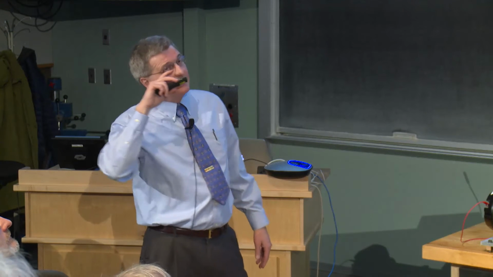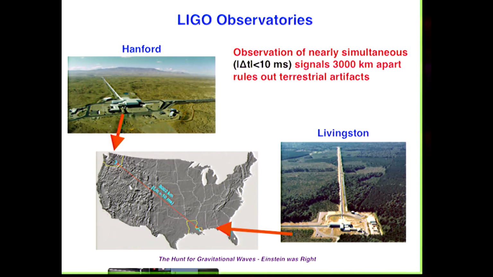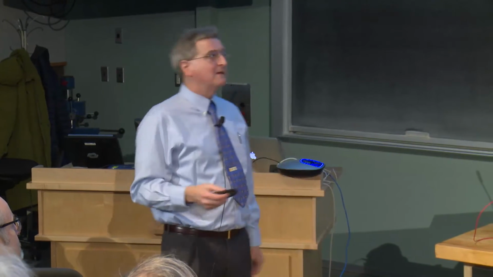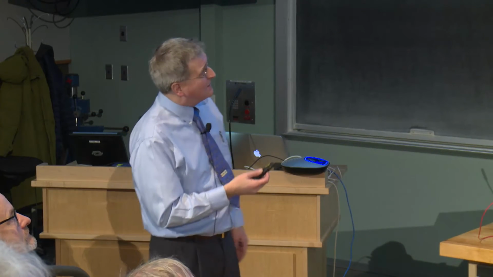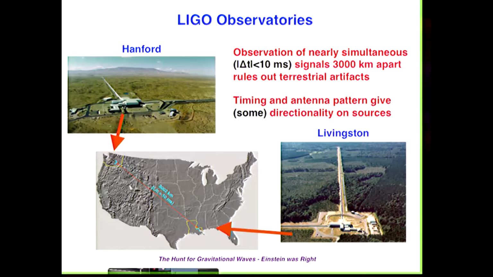So if we observe a disturbance in these two interferometers simultaneously within 10 milliseconds, that gives us a fair amount of confidence that what we're seeing is astrophysical, not some terrestrial phenomenon. There are a few special things you have to worry about, but for the most part, this eliminates almost all of the ordinary noise sources that we would worry about that might fool us into thinking we'd seen a gravitational wave.